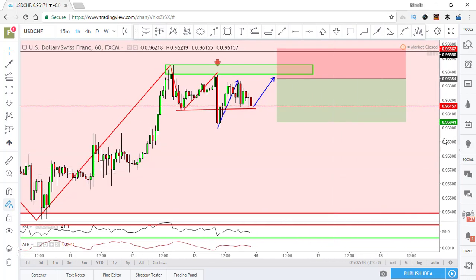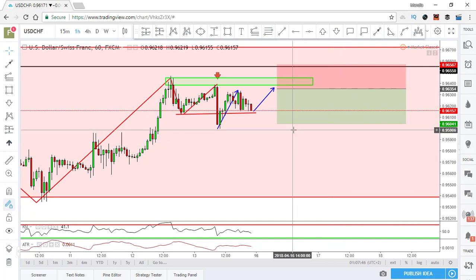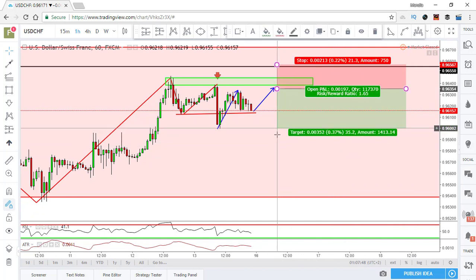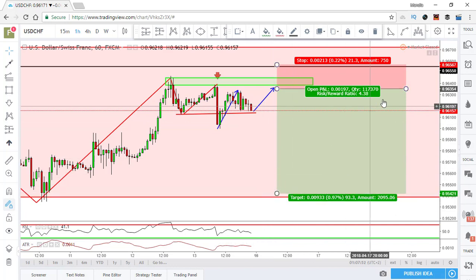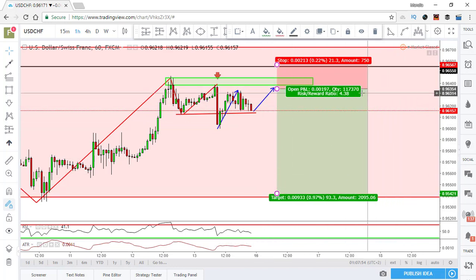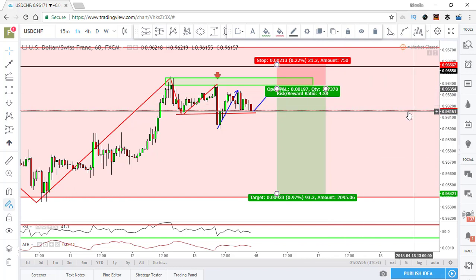For our second targets, I'll be looking for an extension back to these lows right here, which would yield 94 pips, 93.3 pips for a risk of 21 pips, which would give me a 1:4 risk to reward on this one, which is a huge risk to reward on this one.